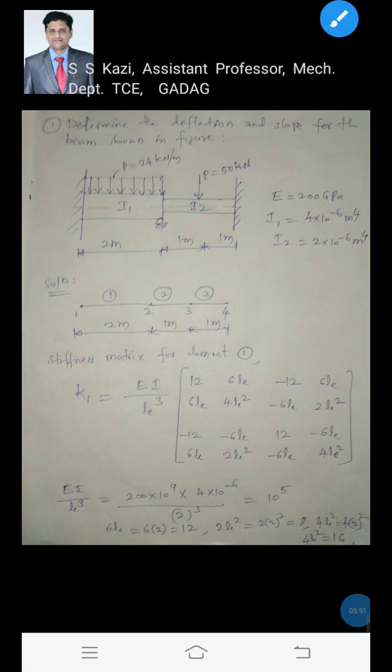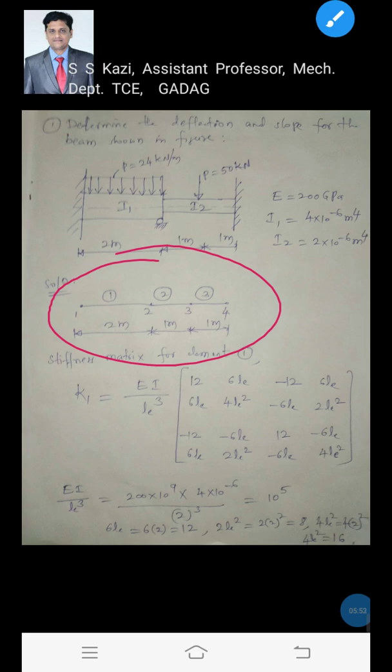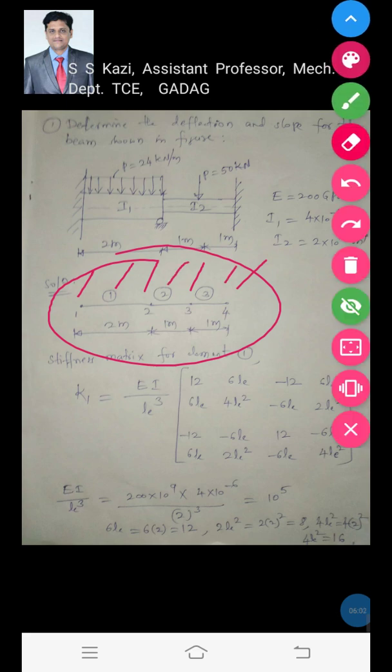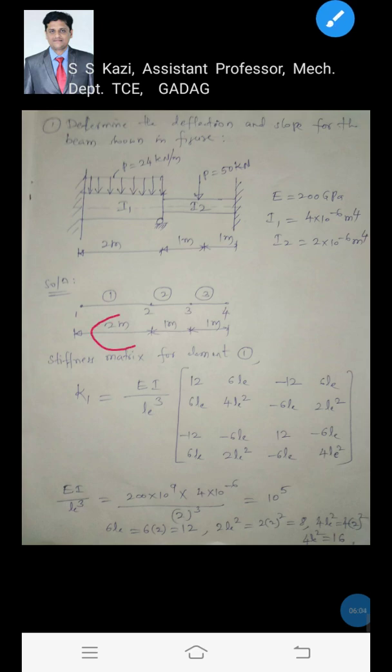Okay, now this is the finite element model. We have node numbers 1, 2, 3, 4 and element numbers 1, 2, 3 which have been encircled. Now each element's length is already given: the first element is 2 meters, the second element is 1 meter long, and the third element is 1 meter long.